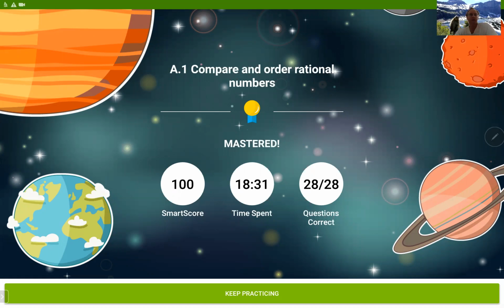But what you don't want to do is just grab your calculator every time you see a decimal or a fraction, only when needed. Try and use your shortcuts, and good luck on the rest.